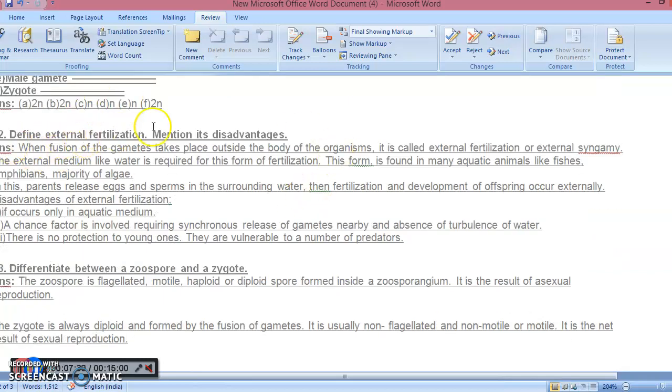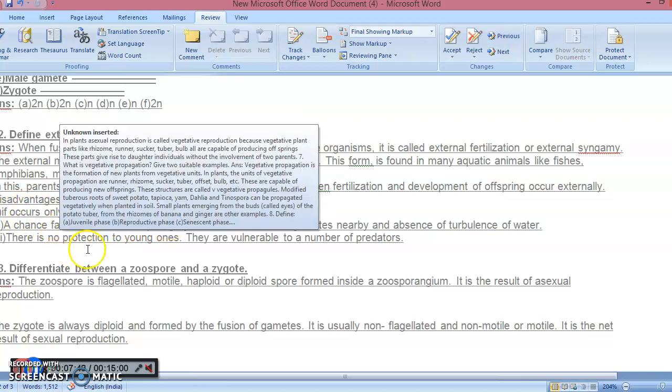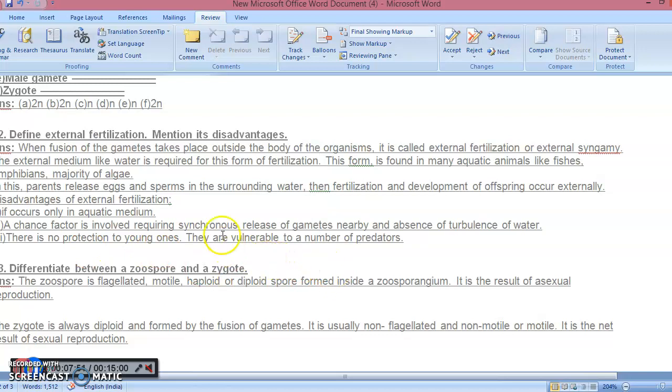Then define external fertilization, mention its disadvantage, a direct question. What are the disadvantages? It occurs only in aquatic medium. A chance factor is very important, requiring synchronous release of gametes nearby and absence of turbulence of water. There is no protection to young ones and they are vulnerable to different predators, isn't it?